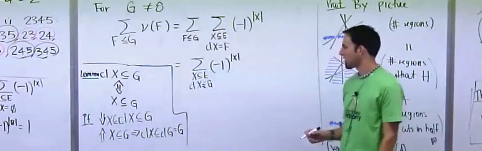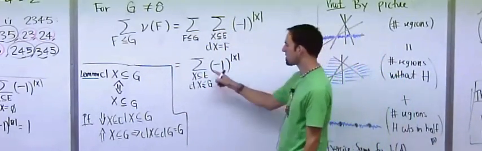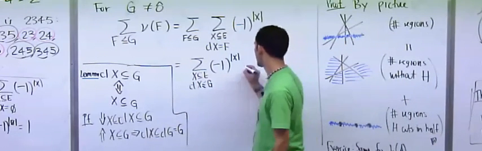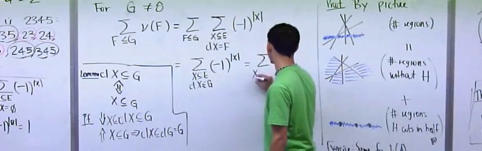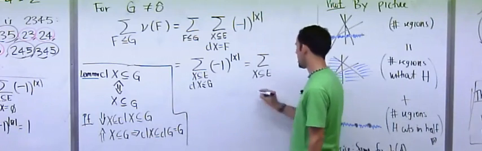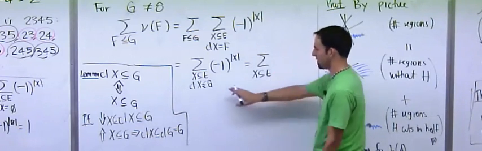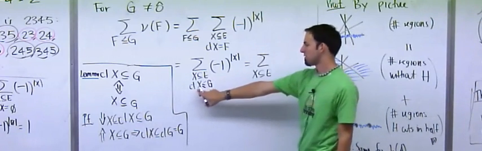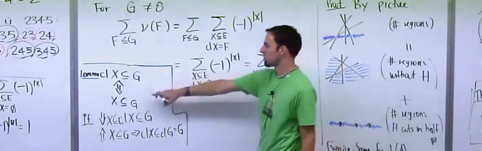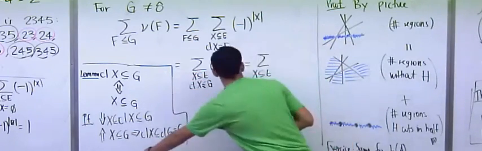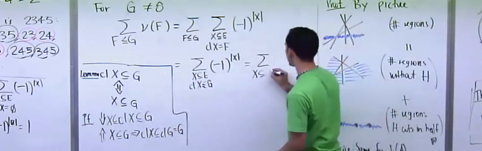So I get the reverse implication. In other words, all I'm doing here is summing over the x is less than or equal to e of, no. I said closure of x less than or equal to g is equivalent to saying x is a subset of g. So what I'm doing here is considering the subsets of g.